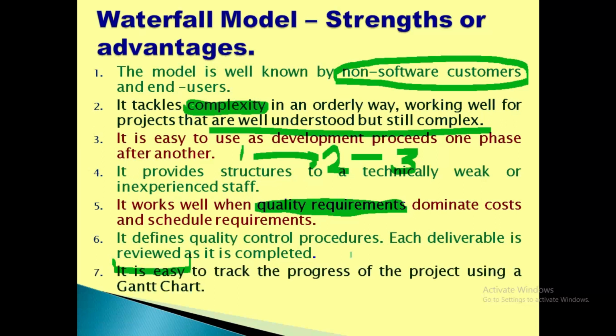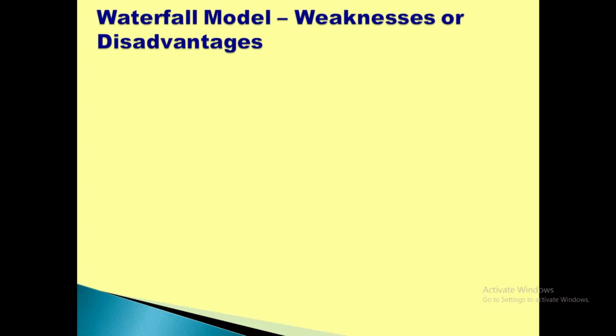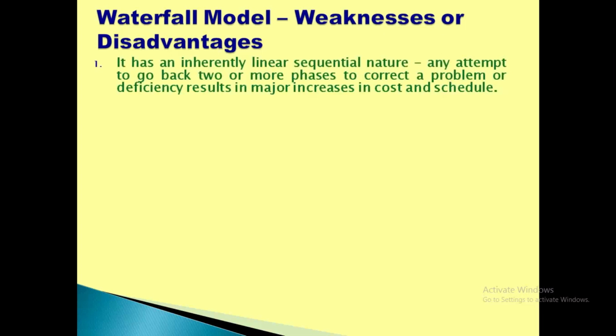To the next phase. It is easy to track the progress of a project using a Gantt chart. Weaknesses of the waterfall model, or disadvantages, the answer will be the same: it has an inherently linear sequential nature.